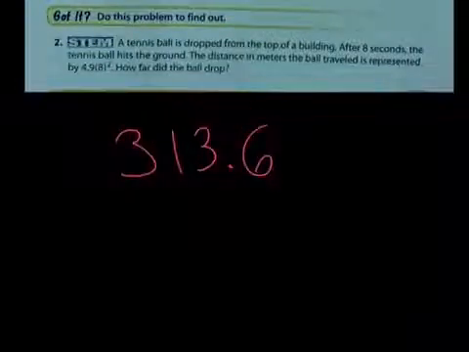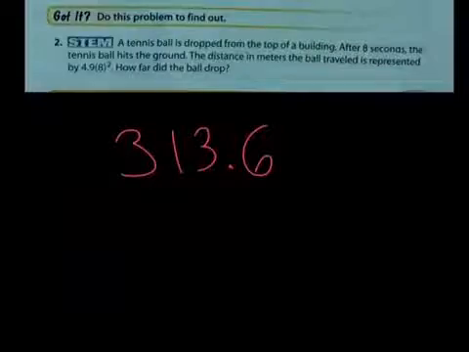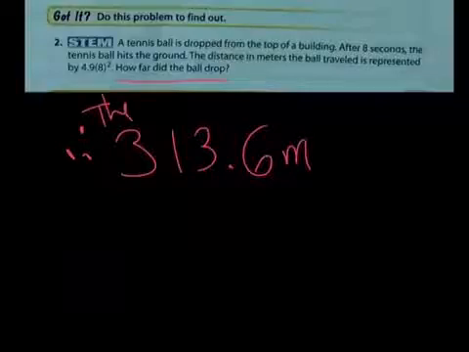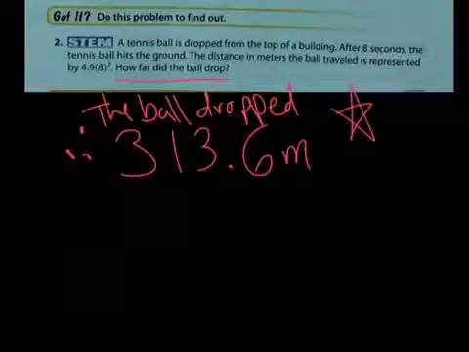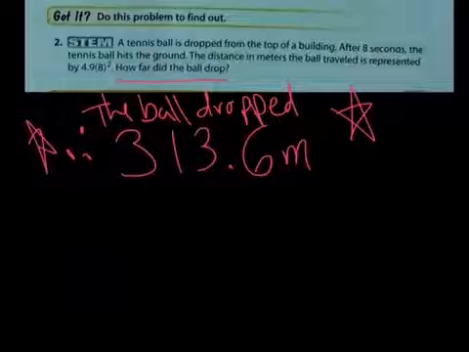Then we get 313.6. And what is this? This would be meters. So your therefore statement needs to answer this question: how far did the ball drop? The ball dropped 313.6 meters. So therefore, and there's your key answer, boys and girls. Please include this key answer for example 2.